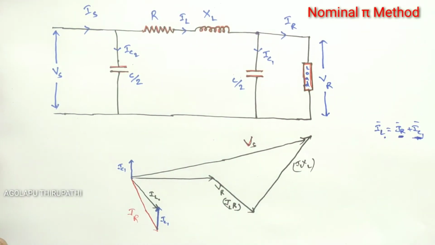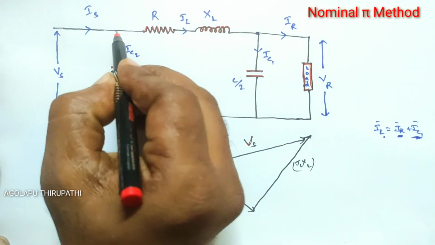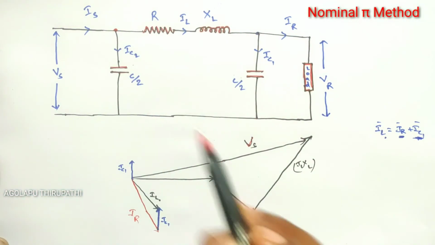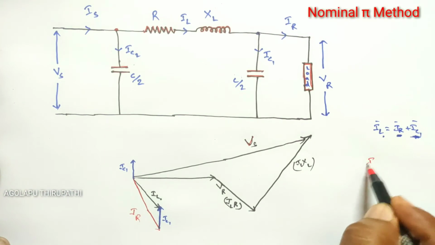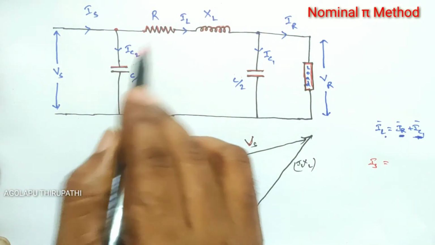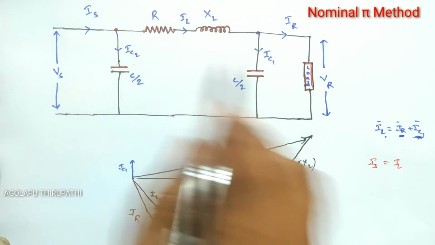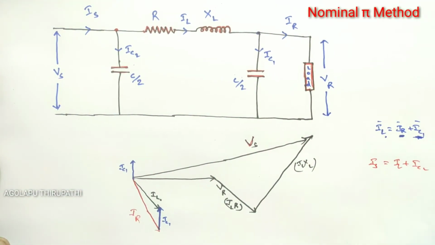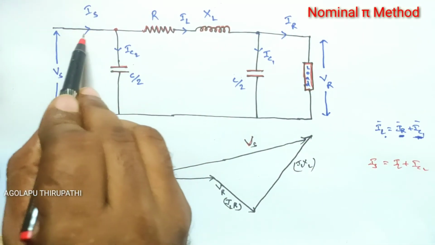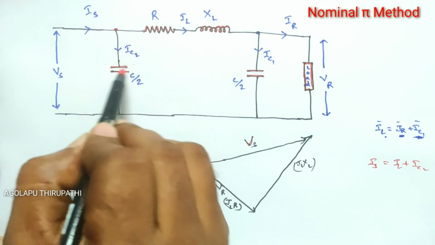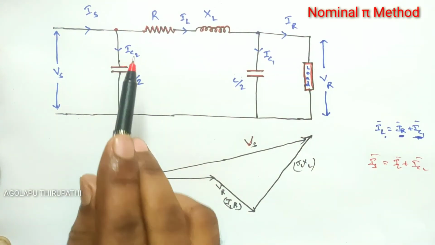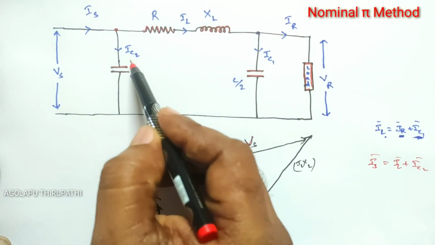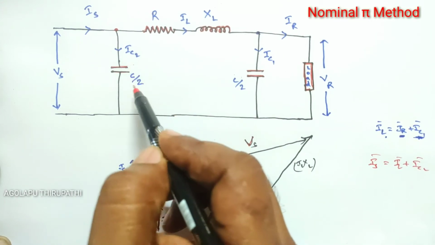Next, I want the sending end current, right? So what is the sending end current? Apply KCL for this particular node. What are the incoming currents here? Only one incoming current, IS. So incoming current IS is equal to the outgoing currents, IL and IC2, right? So to get IS, the sending end side current, add the IC2 current to the IL. This is also a vector sum. So now add IC2 to the IL. Where is IC2? This is the IC2 current which is flowing through the capacitor.